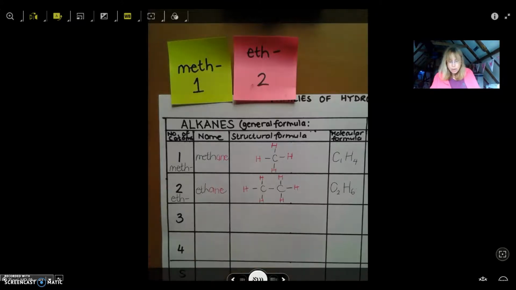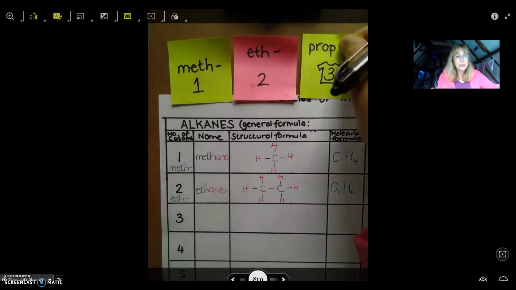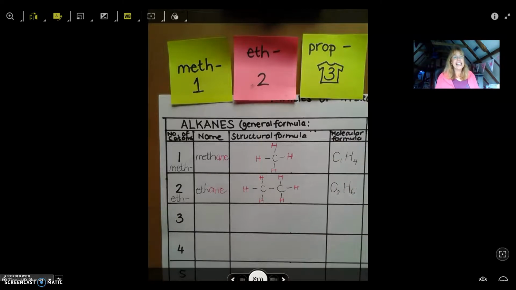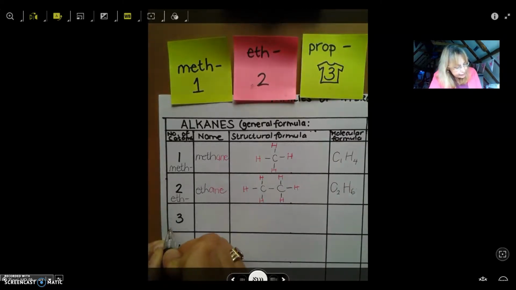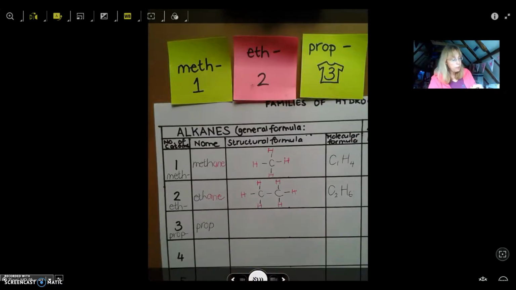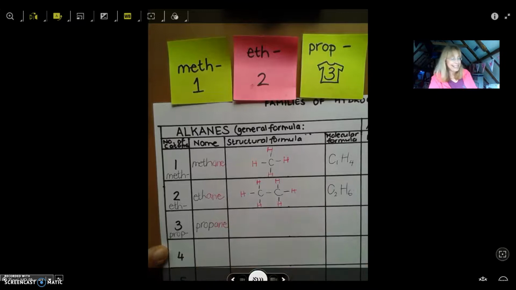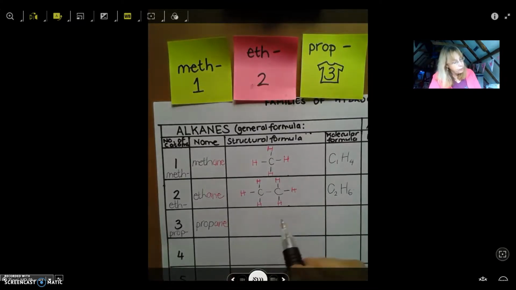Now, the number 3 in rugby, and you should know by now I'm a bit of a rugby fan. In rugby, the person who wears a number 3 jersey is known as the prop. So the prefix for a hydrocarbon with 3 carbons in it is prop. So our next molecule is going to be called propane. You might have a propane gas cylinder at home for your barbecuing.